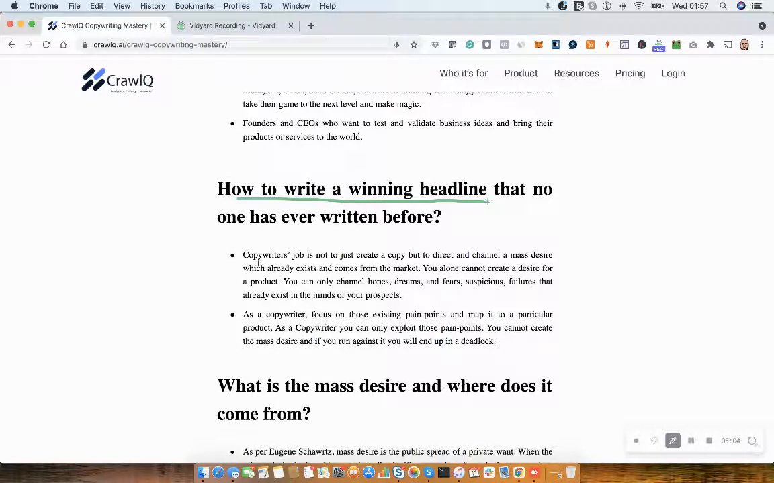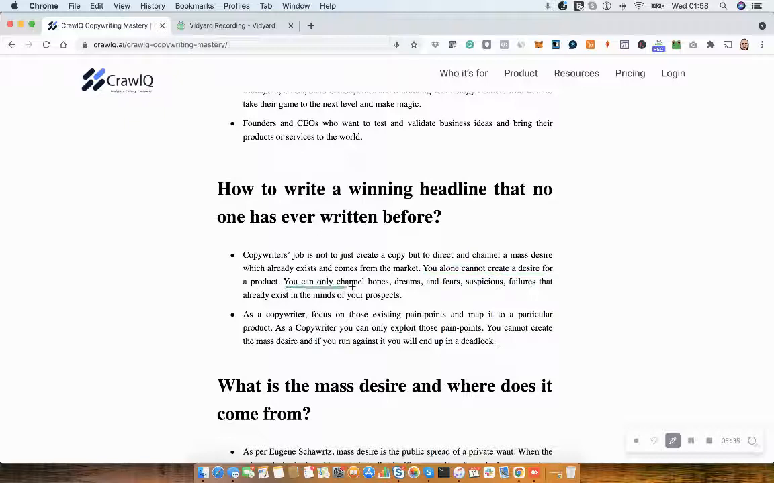Okay, so this is key to understand. As a copywriter, when you are in the shoes of the copywriter, your job is not to just create a copy, but to direct and channel a mass desire which already exists and comes from the market. You alone cannot create a desire for the product.